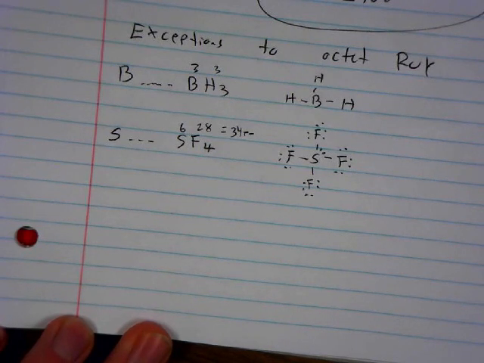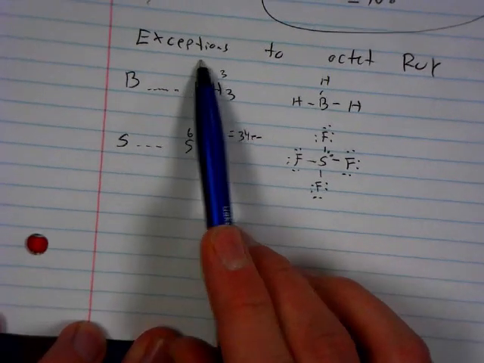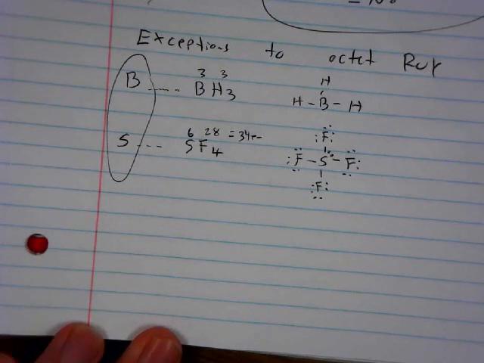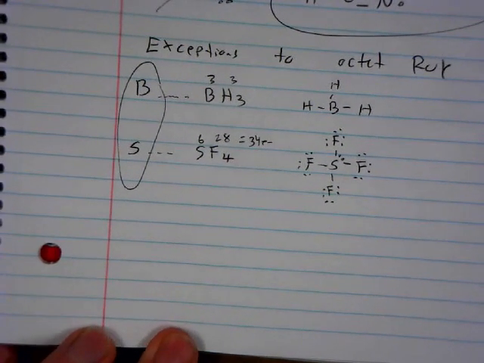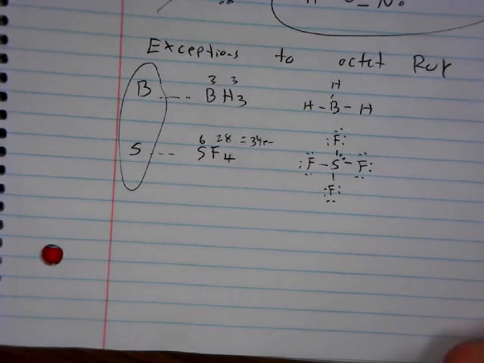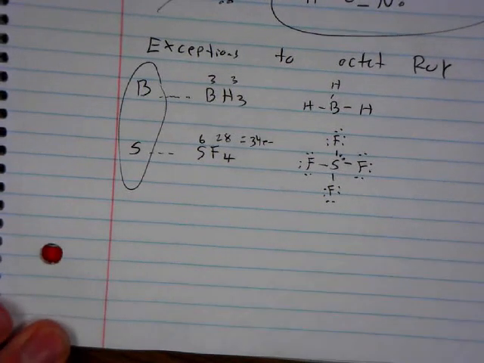Sulfur has what we call an expanded octet. Look at that. Did you see how I just expanded the octet on sulfur? Wasn't that awesome? Boom. Why? Because sulfur can have an expanded octet.